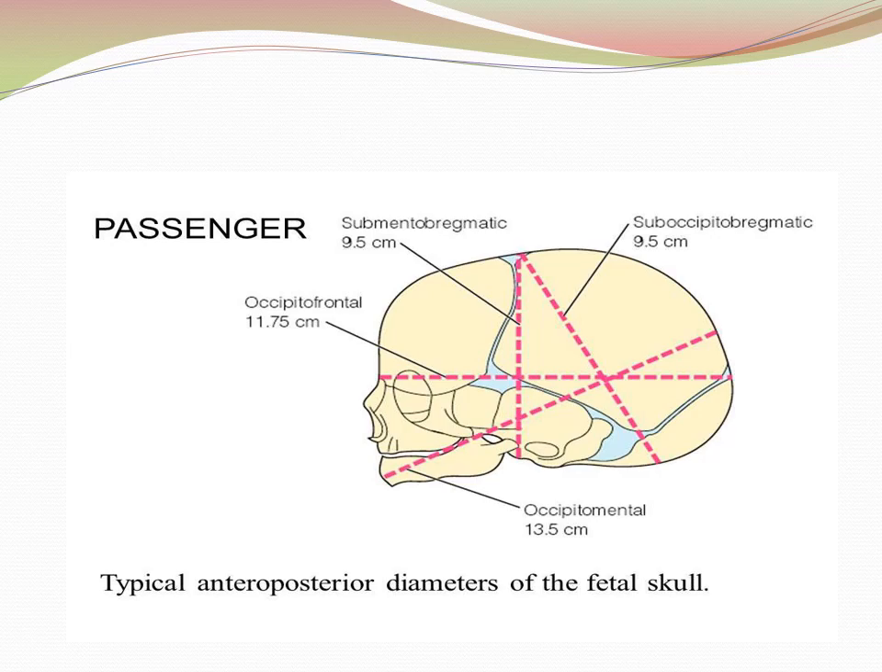The occipitofrontal, usually in the brow presentation, is 11.75 centimeter. Submentobregmatic is 9.5 centimeter, and it can deliver vaginally. Suboccipitobregmatic, which is the normal position of the fetus, the presenting part, is 9.5 centimeter, and it can easily pass through the ischial spines and can deliver vaginally.